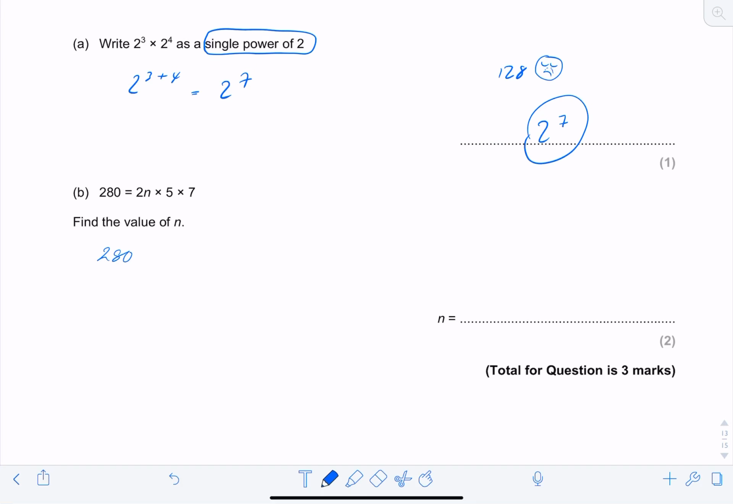All right, let's find the answer to this one. We've got 280 equals 2n times 5 times 7. Okay, 5 times 7 is 35. So now I'm going to start removing the layers of my onion. Peel that onion back. 280 divided by 35 is 8 equals 2n. And I'm going to divide by 2, and I'm going to get 4 equals n. So n equals 4. A lovely 4.